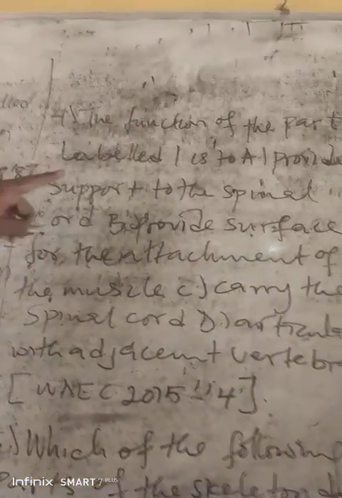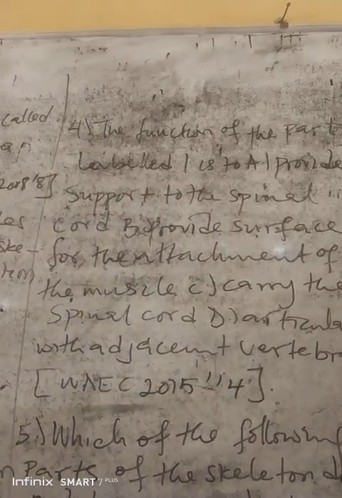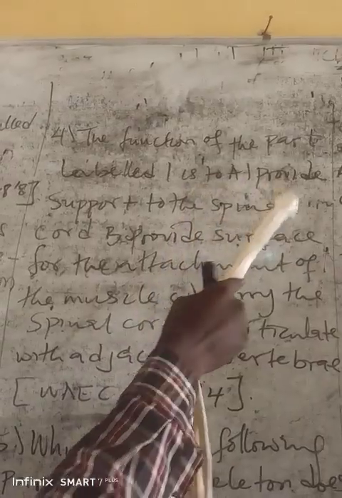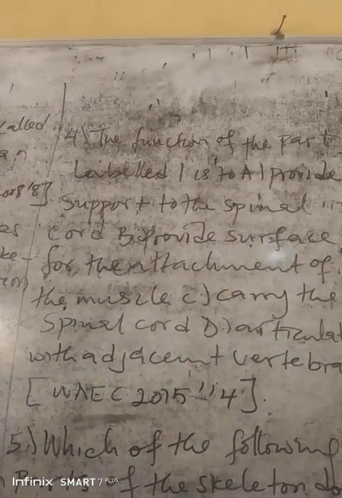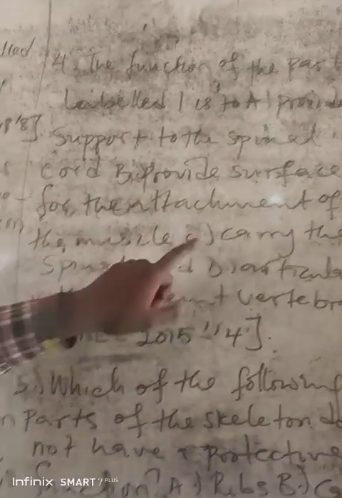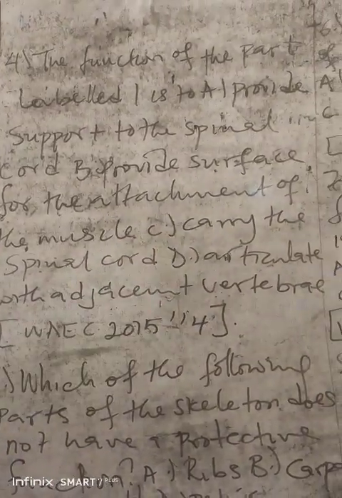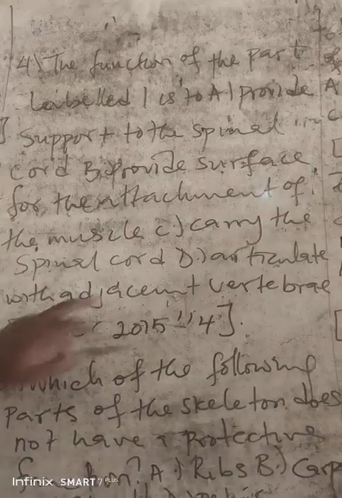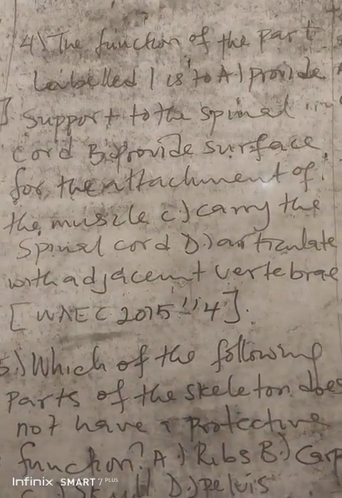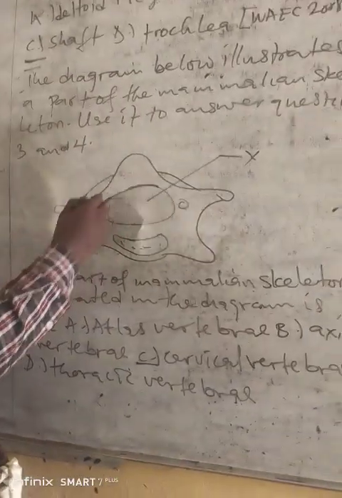The function of the part labeled I, that is the neural canal, Abi, is to dash. Provide support for the spinal cord. Is that the answer? No. Provide surface for attachment of the muscle. Is that the answer? No. Carry the spinal cord. Is that the answer? No. Articulate with adjacent vertebra. Is that the answer? No. Answer is to support.